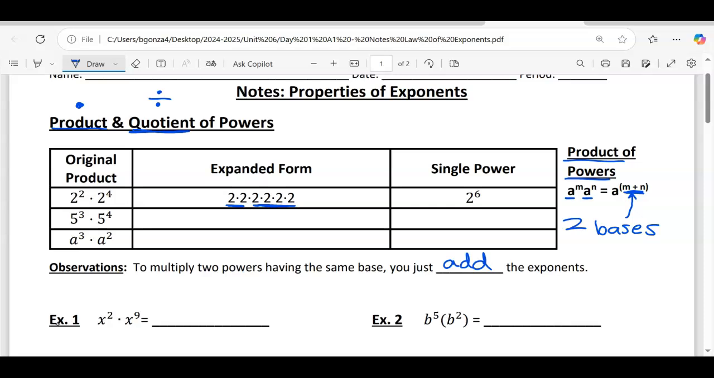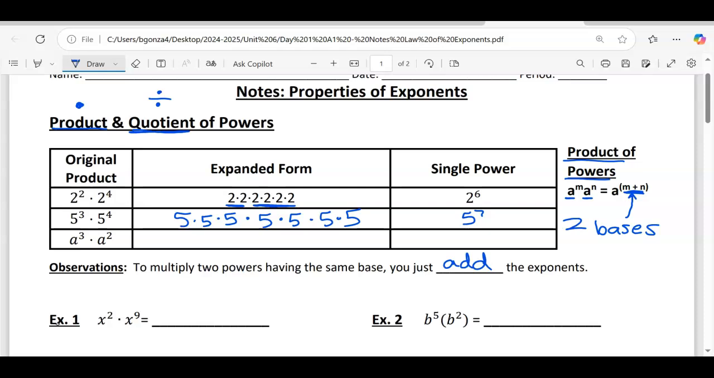So I'm going to do these next 2 really quick. 5 to the 3rd power is 3 5s. 5 to the 4th power is 4 5s. How many 5s are there? 1, 2, 3, 4, 5, 6, 7. 5 to the 7th. How did I get that? I added the exponents, the powers. 3 plus 4 is 7. When I have two bases that are the same being multiplied, I add the exponents.